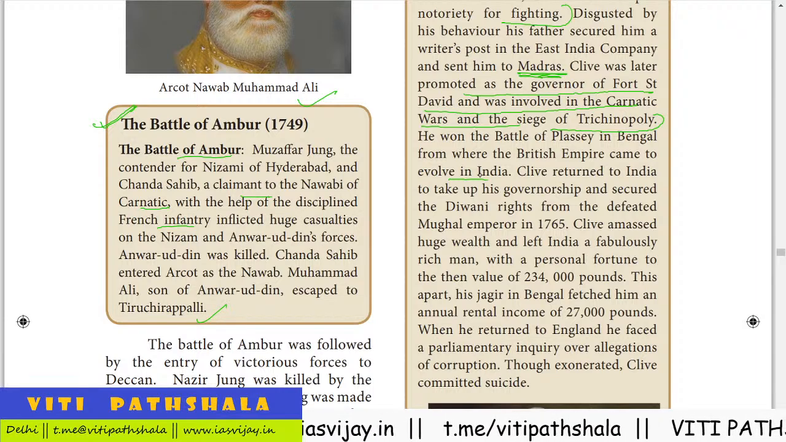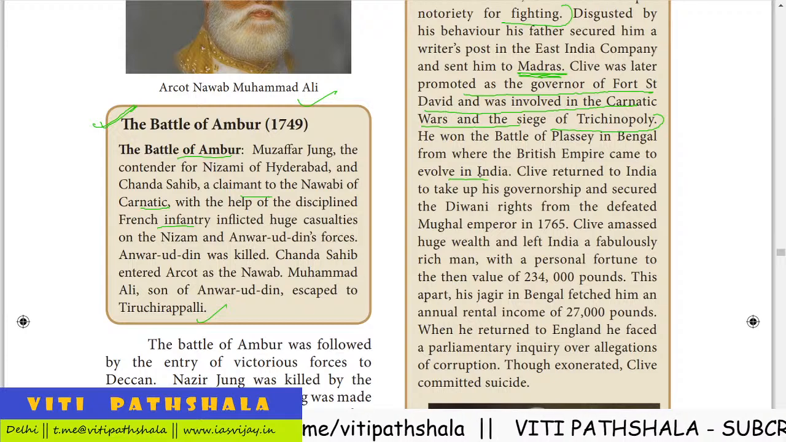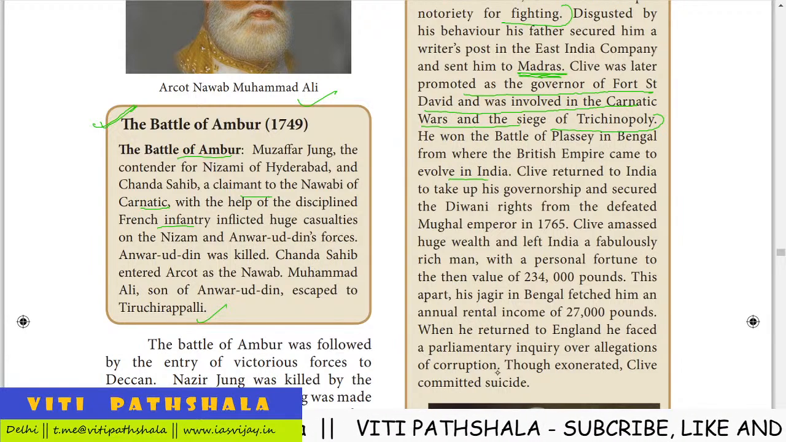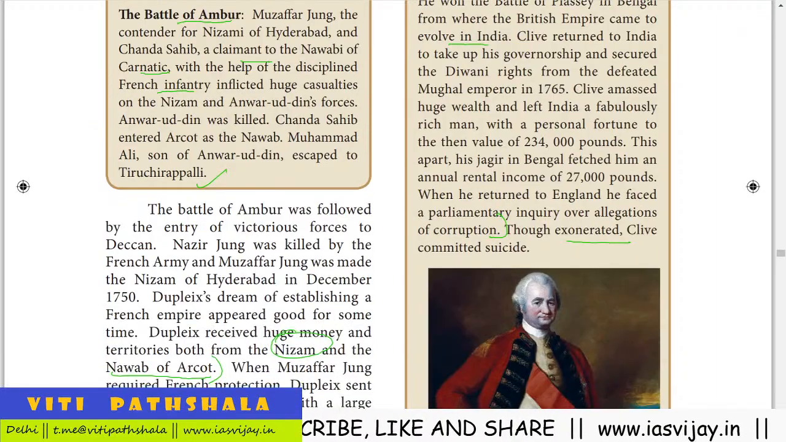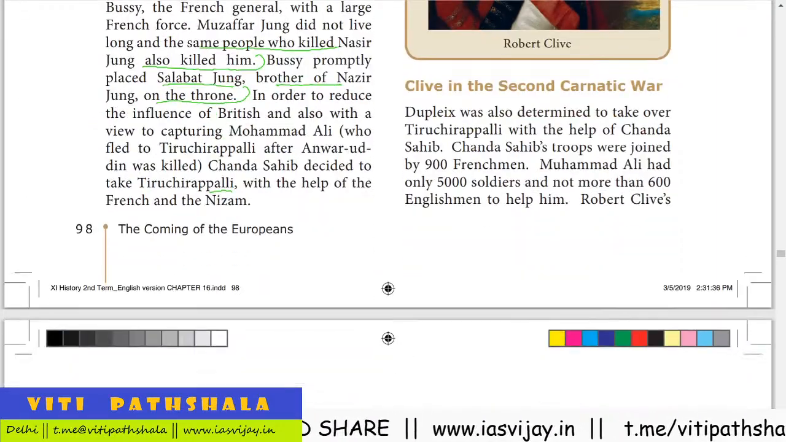When he returned to England, he faced a parliamentary inquiry over allegations of corruption. Though exonerated, Clive committed suicide. So in the end, he had to die.